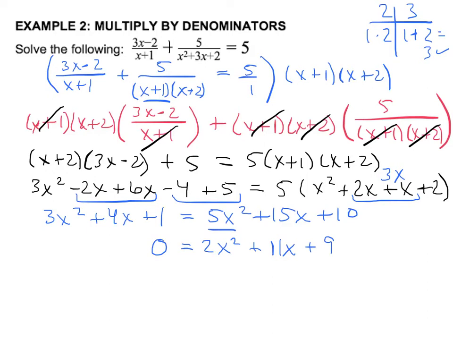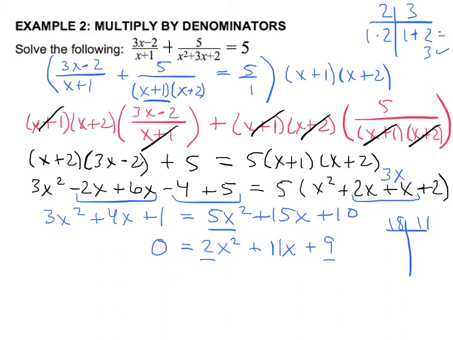Now we're going to have to factor this out, or at least see if it can be factored. If it can't, we can rely on other methods that we've seen before, but it's always a good idea to see if we can factor this. So when we have an a value that's bigger than 1, we need to multiply that value by our last term. So 2 times 9 gives us 18. So it needs to multiply to 18 and add to 11.